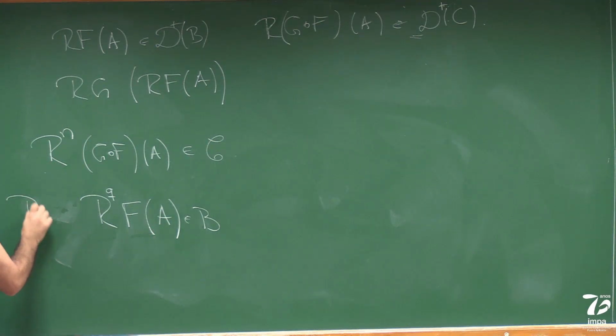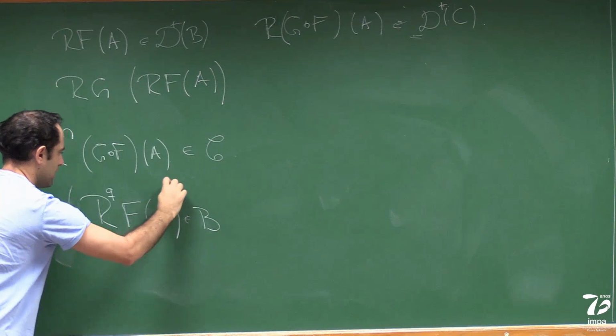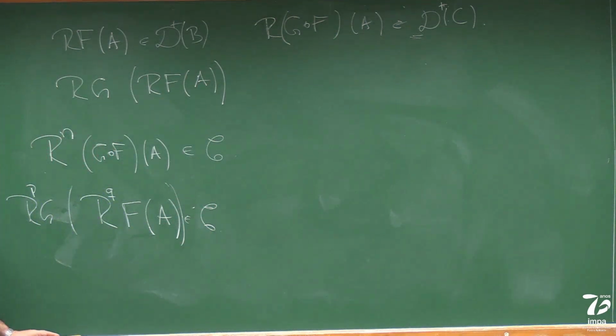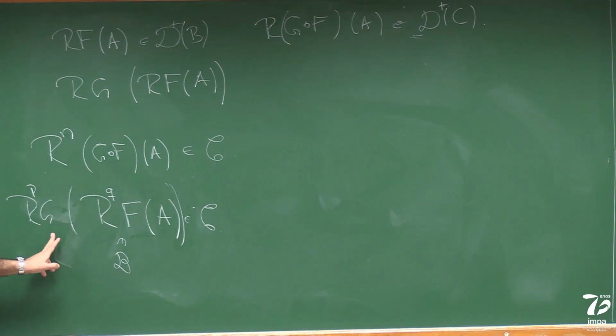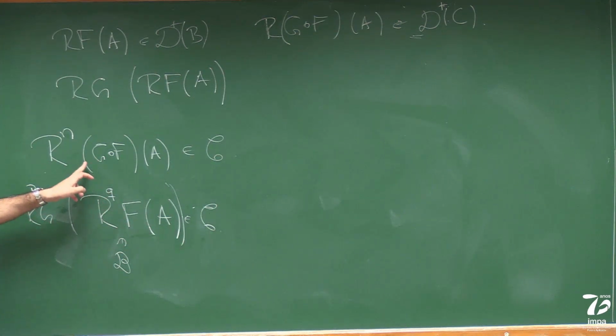And I can take RPG of that object in B, and this is an object now in C. Yeah, I'm sorry for removing things. So this is in B, and the RPG of that is in C. And I may ask, are these two things equal, or when are they equal?